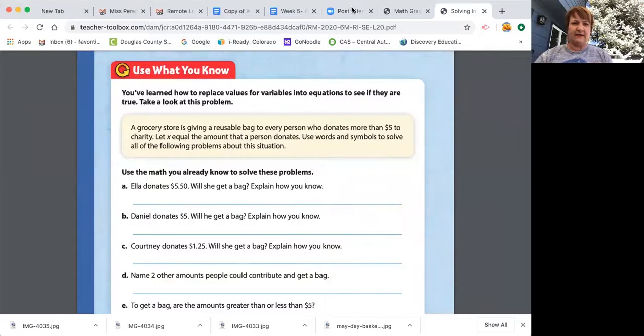Okay, so Ella donates $5.50. Will she get a bag? Well, yes. Ella donated more than $5. Correct? That's what you would put there.